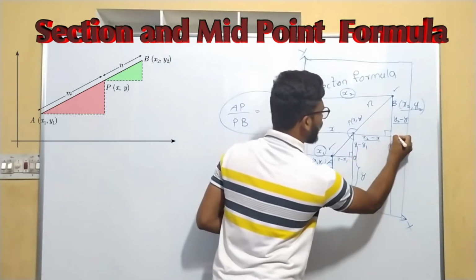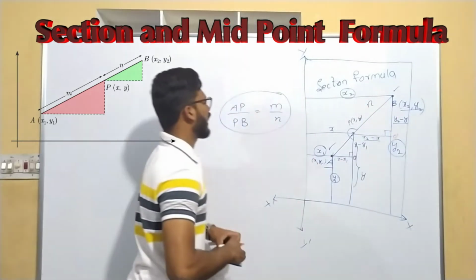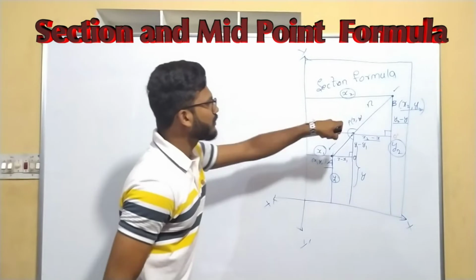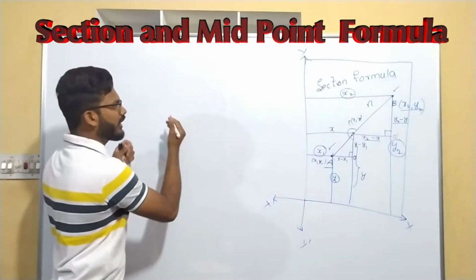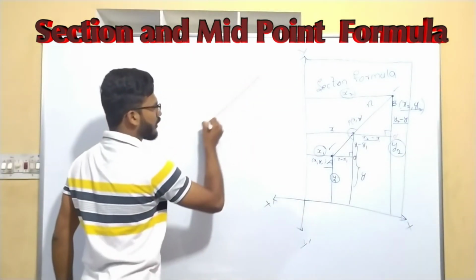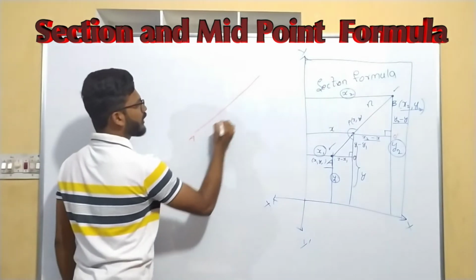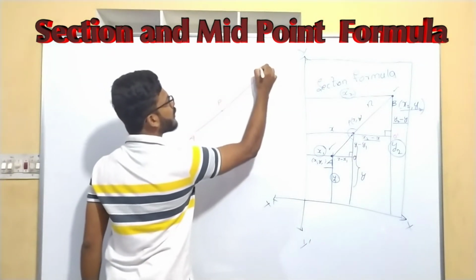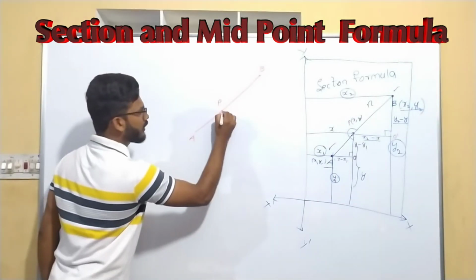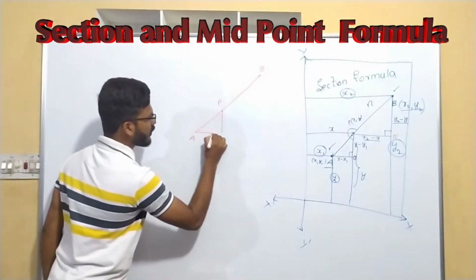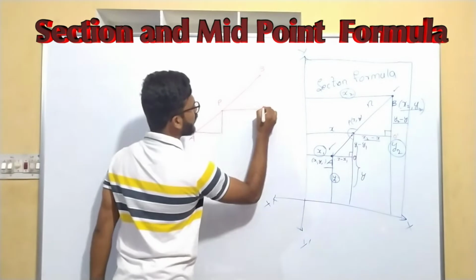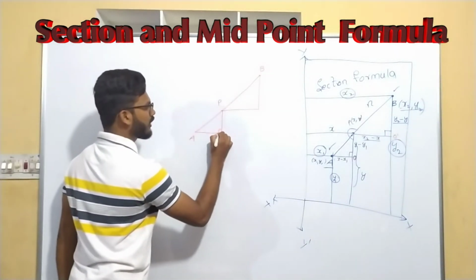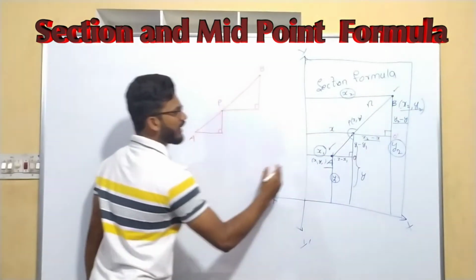Let that it is O. Suppose it is O dash. And what can I tell from those two triangles? See, I am drawing it here. A, P, B. This is one triangle. This is another triangle. And here we have right angles, as you know.